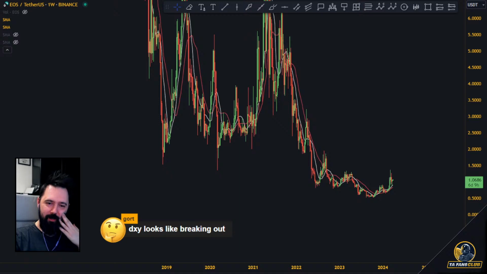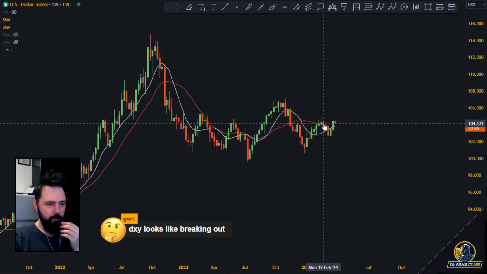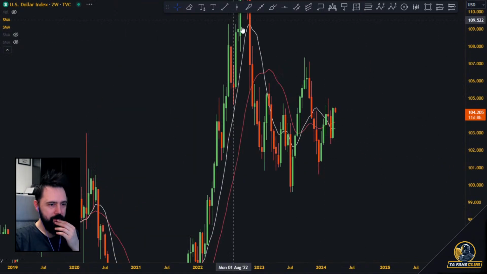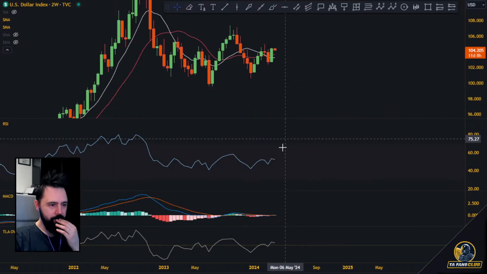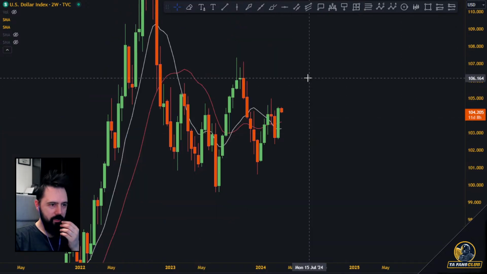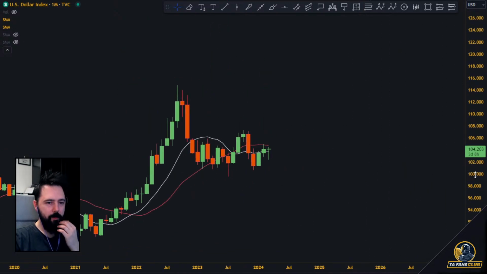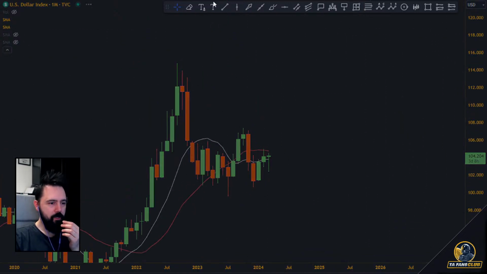DXY looks like it's breaking out. Long time since we looked at DXY. Let's check that out. Yeah, it is a lot of moving averages, but I don't know. Yeah, there is no divergence up here. The momentum is also rising towards the upside. It looks like it wants to go. Right now it's having a small pullback over here, but it looks like it wants to go though.